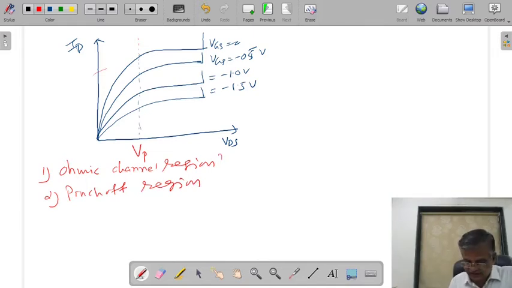Both regions have their own importance. So let us see what the ohmic channel region is. Look at this graph. From this point the current is almost saturated, meaning almost constant. In this region, current increases when this voltage increases. Here it is not like so.